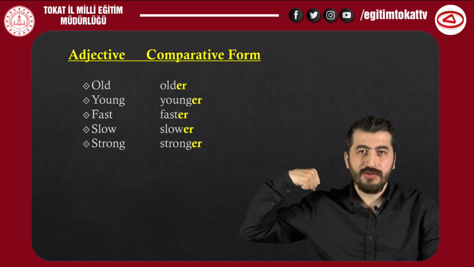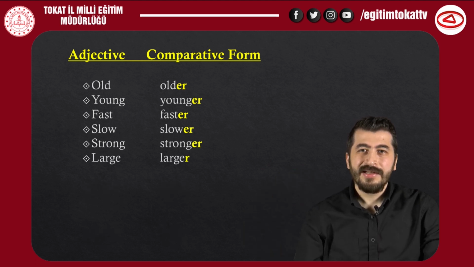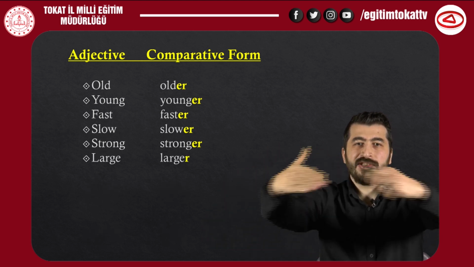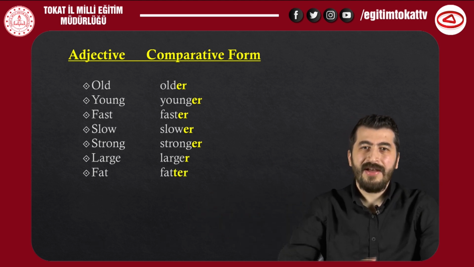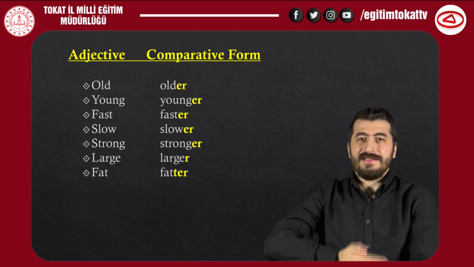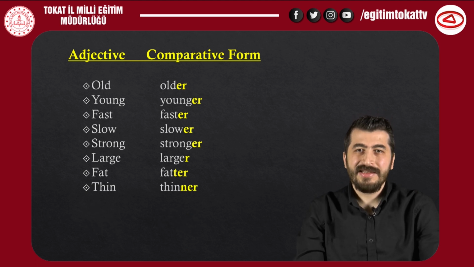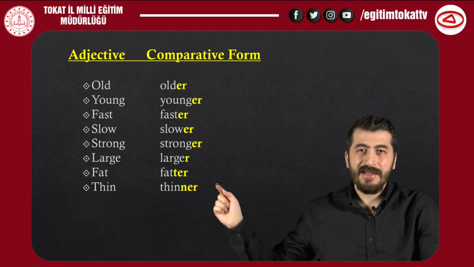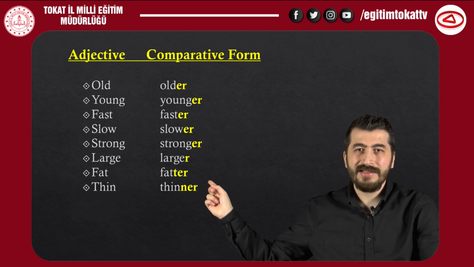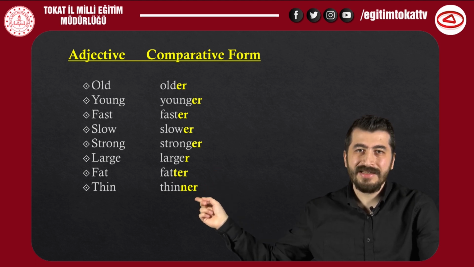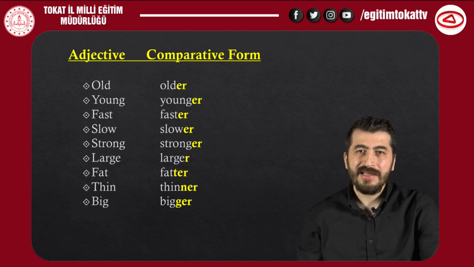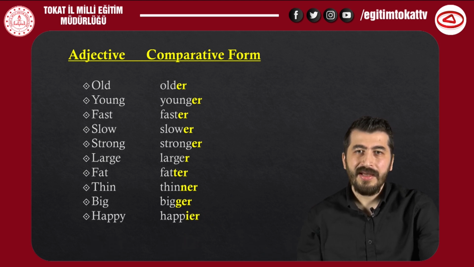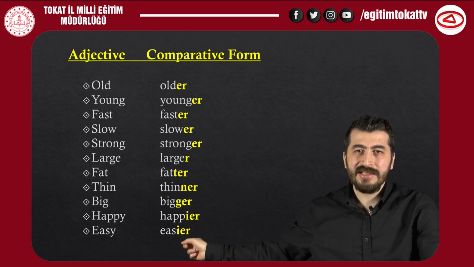Strong, stronger. Large, larger. Fat, do you know? Fat, fatter, we say. Thin, thinner. Here we have a rule. Fat, one t more. Fat, fatter. Thin, thinner. Big, bigger. Happy, happier. Easy, easier. Here, happy and easy, do you see? We omit y and add er. Easier.